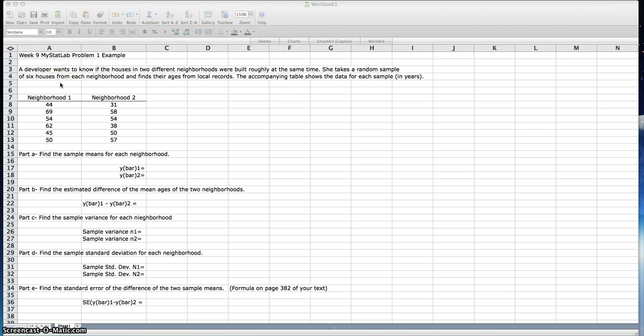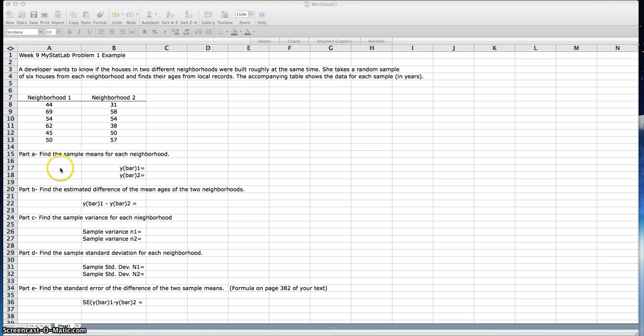And we'll look at the problem here. A developer wants to know if the houses in two different neighborhoods were built roughly at the same time. She takes a random sample of 6 houses from each neighborhood and finds their ages from local records. And the data is here. So we have the ages of the houses in neighborhood 1, the ages of the houses in neighborhood 2.